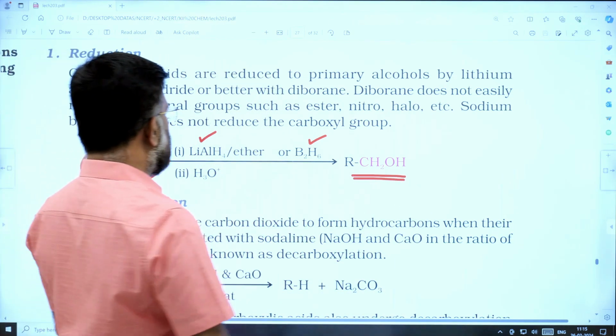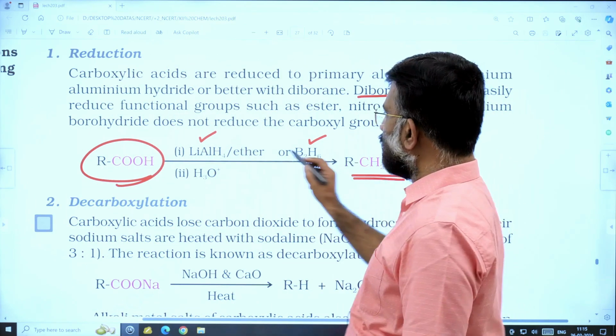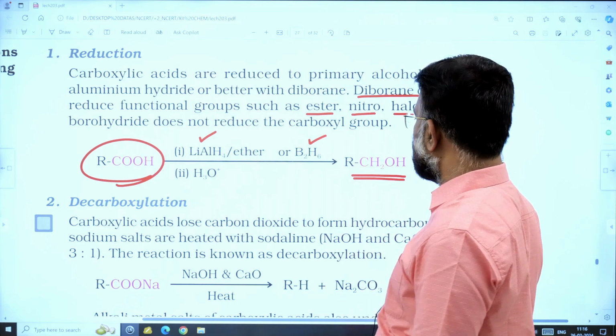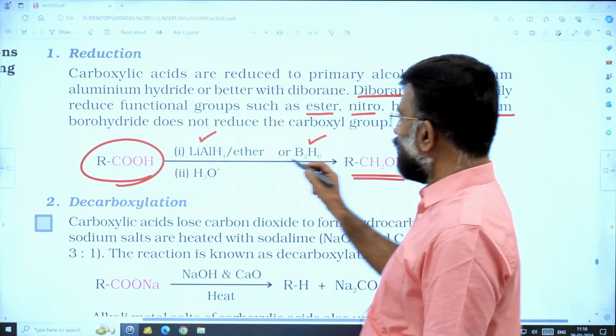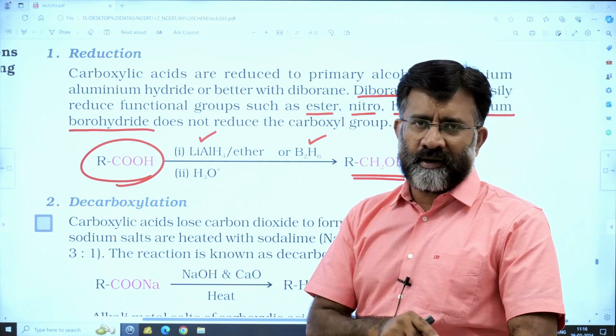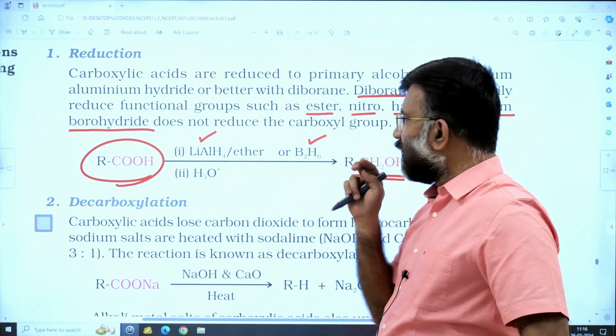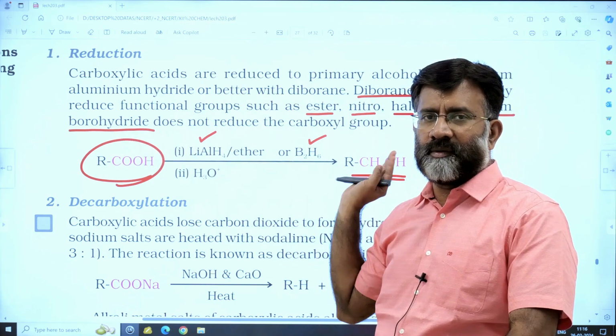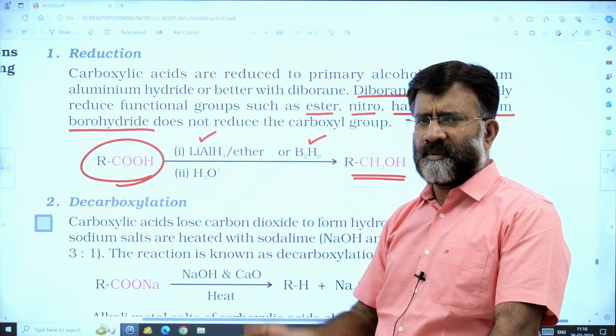In fact, diborane does not easily reduce functional groups such as ester, nitro, halo, etc. And even sodium borohydride will not give this reaction. This reaction is given by lithium aluminum hydride and diborane. Very important, it came multiple times in the exam.